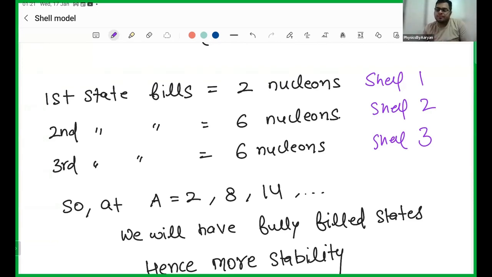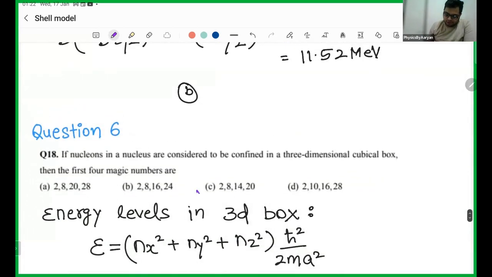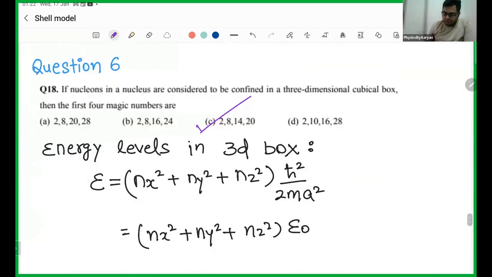Then the next time complete filling will happen at 14: 2 in the first shell, 6 in the second shell, and 6 in the third shell. So the total is 14, and for 14 you will again have fully filled shells. So what are your magic numbers? Your magic numbers are 2, 8, 14. This order is given in only one option, which is 2, 8, 14. So option C is correct.